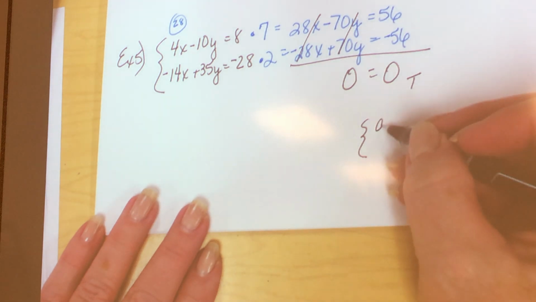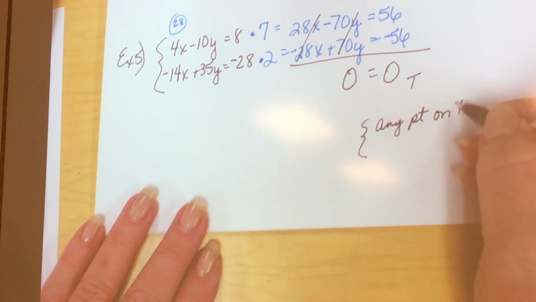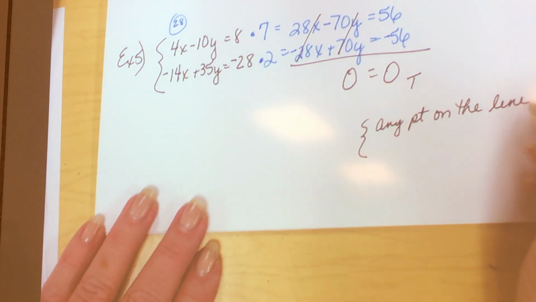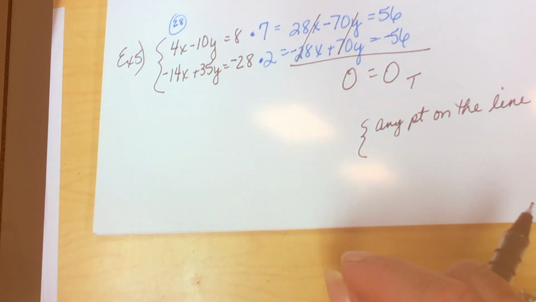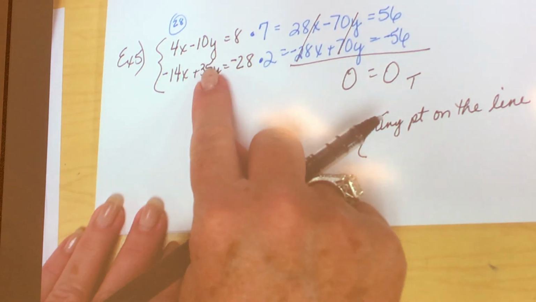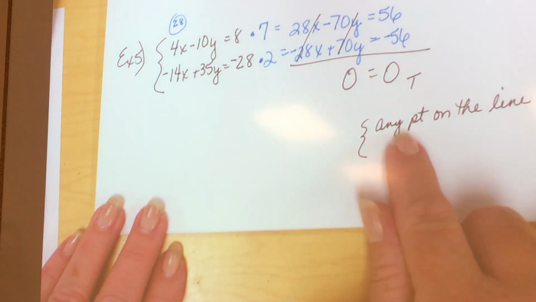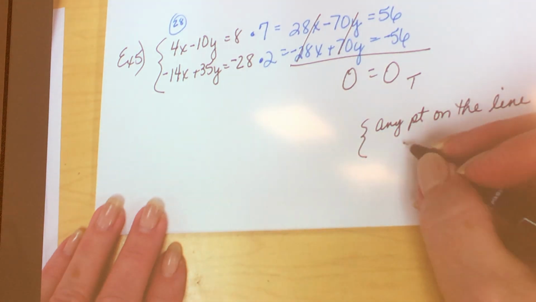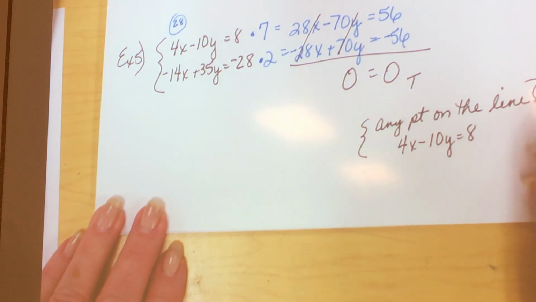We're gonna write any point on the line, and then which one do I pick? Any. Does it matter which line? Because what? They're the same line. It's any point on the line, and you write either one down. 4x minus 10y equals 8 is the one I'm gonna write down.